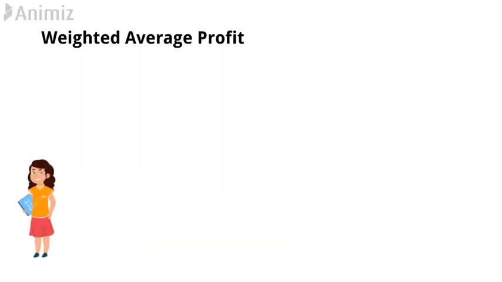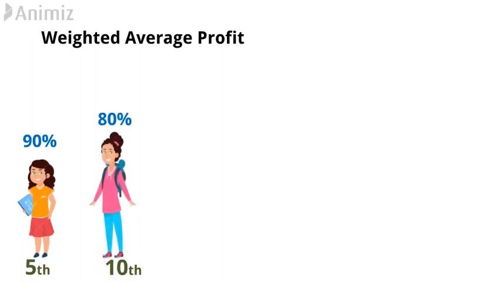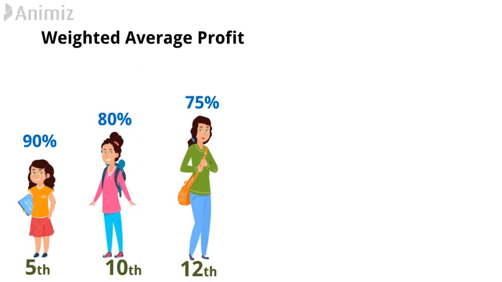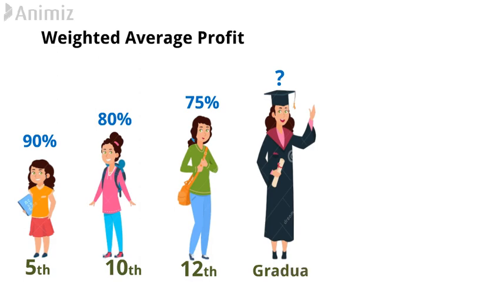She is Princey and she is a very brilliant student. She got 90% in 5th standard, 80% in 10th standard, and in 12th she got 75%. Now I have a very simple question: can you tell me approximately how much percentage she will get in her graduation?